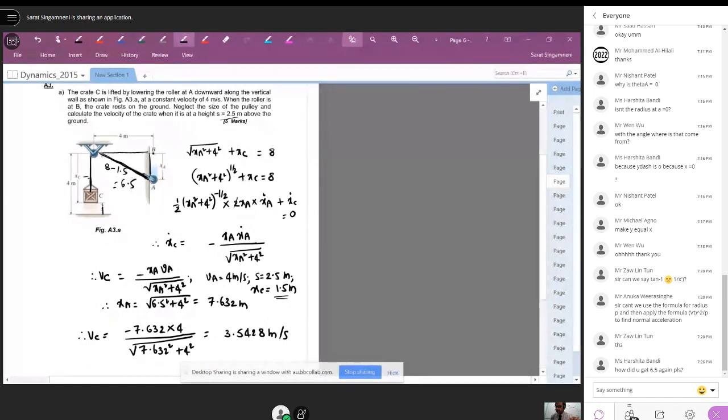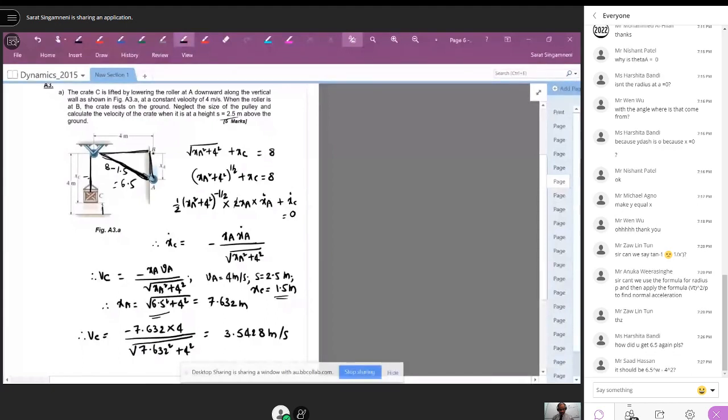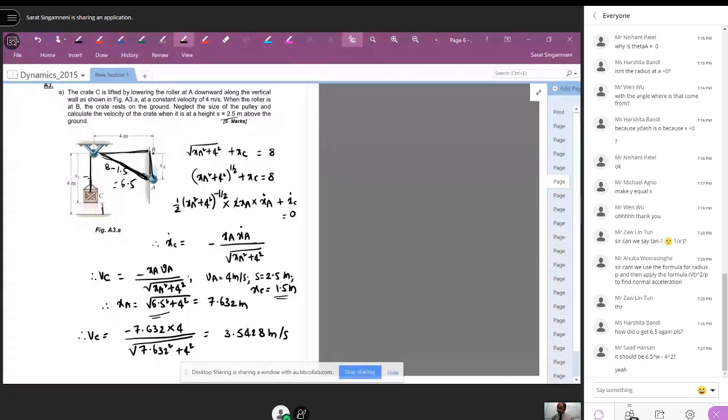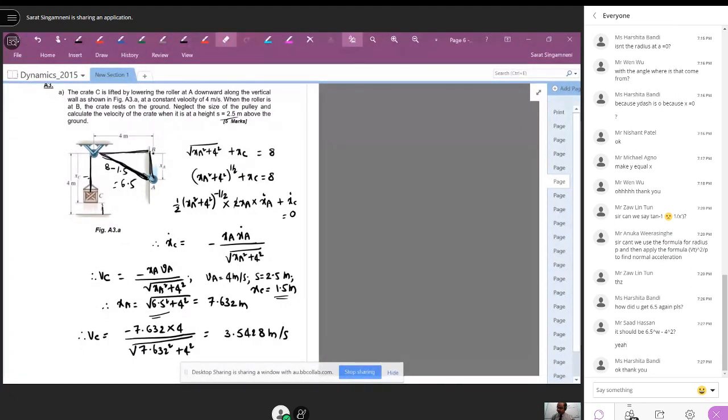So in a triangle, this is 4, this is 6.5. So XA is under root 6.5 square minus 4 square. This is minus, sorry. Understood? From where I got it? From there I got it.